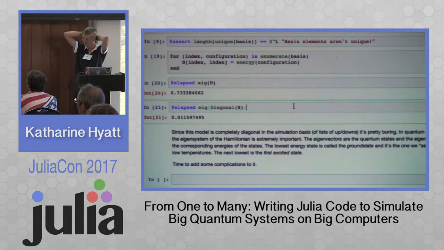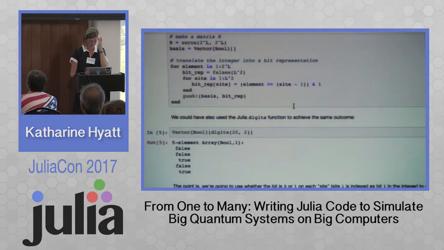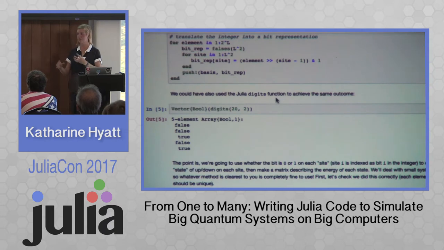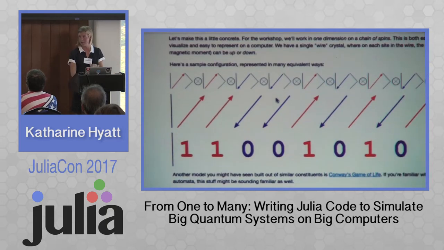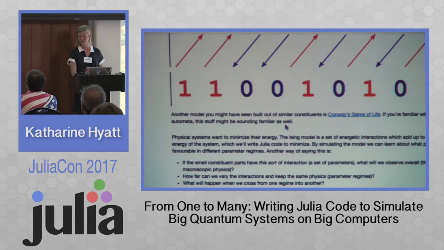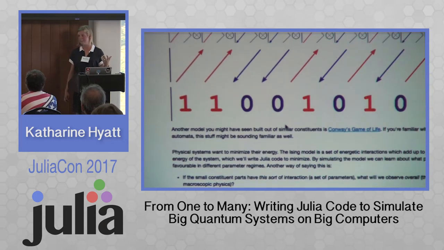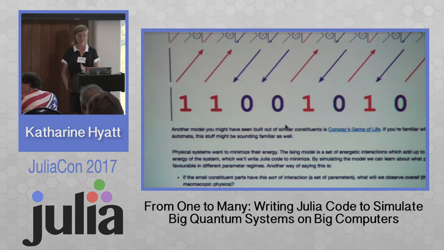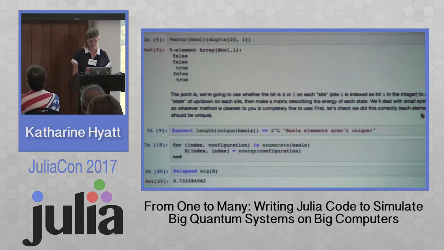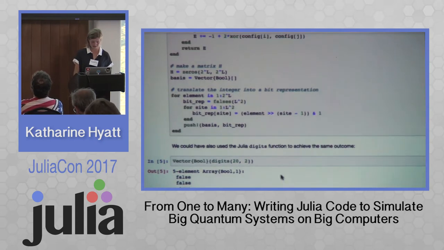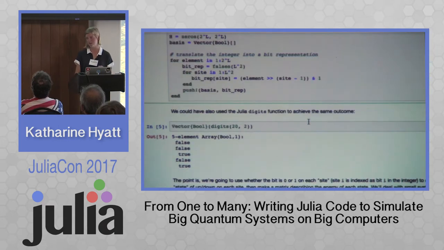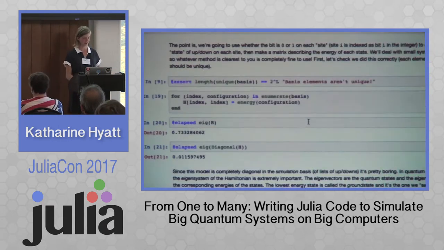Sorry, yeah? I was just wondering if you could explain the digits function a little bit more. Yeah, absolutely. So what we want to do is say, I have this integer, which is also my row index, and I want to translate from that integer into this language up here. And so digits lets us do that by looking at, specifically, if I wrote 20 in base 2, what would that be? That would be the digits in this string. The second argument is the base. This function more explicitly goes through and, for each site, figures out whether it is 0 or 1, if that's more confusing. Any other questions about this part?